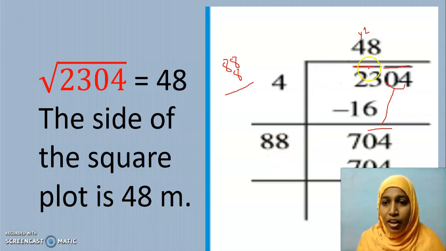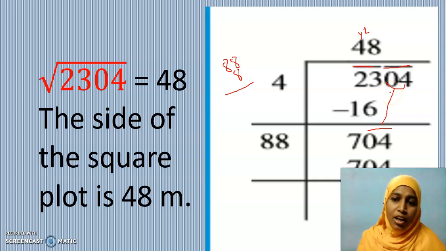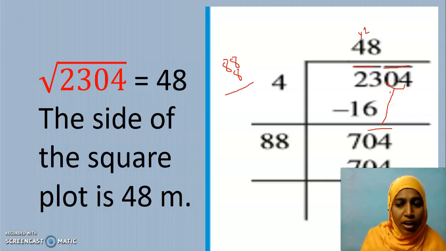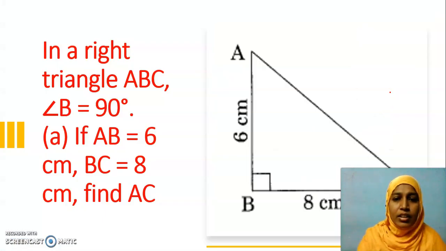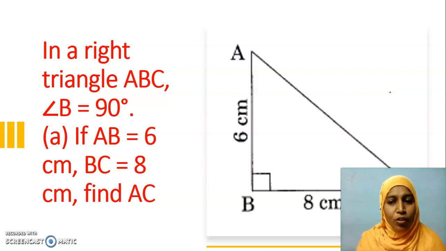You are familiar with finding the square root of a whole number. So you will be able to do this. In what other situation can I apply square root in our day-to-day life? Can you think of any other situations? Here it is. Very good. If you have found, very good. Even if not, you can have a look at it.